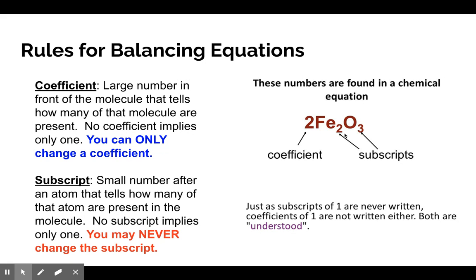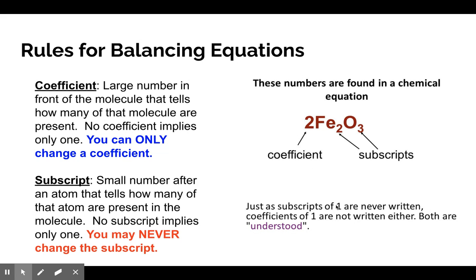Now, the rules are you are only ever allowed to change the coefficient. You can change the number of this molecule that occurs on either side of the equation, but you're not allowed to change the subscripts, because if you changed the subscripts to something else, you've completely changed this molecule. And what you're saying is, oh yeah, this chemical reaction didn't really involve this molecule, it involves some completely other molecule, which is not true. So you may never, ever change the subscript in your equation. You may only change the coefficient.